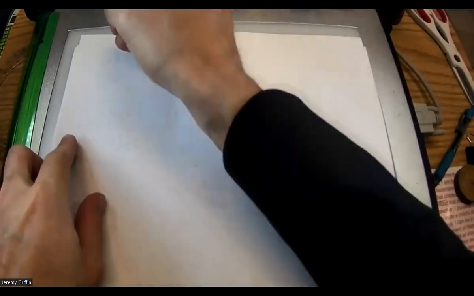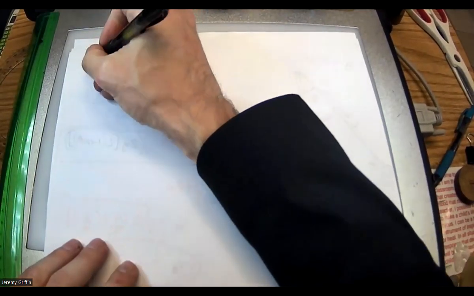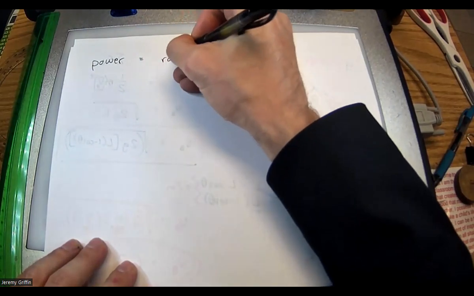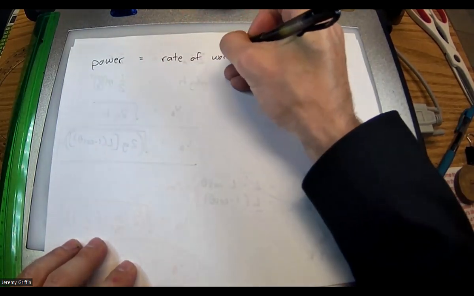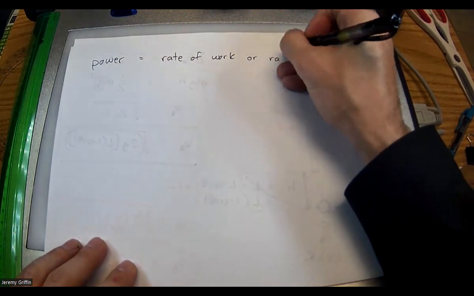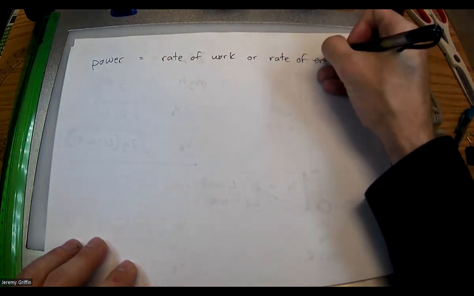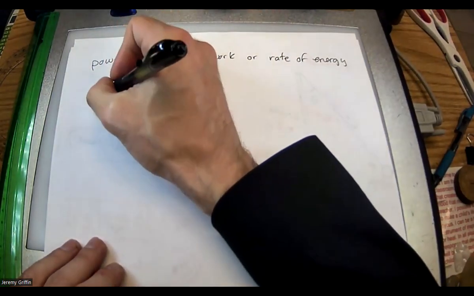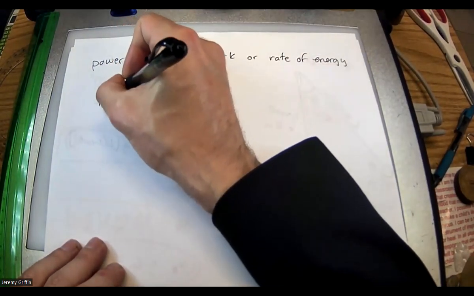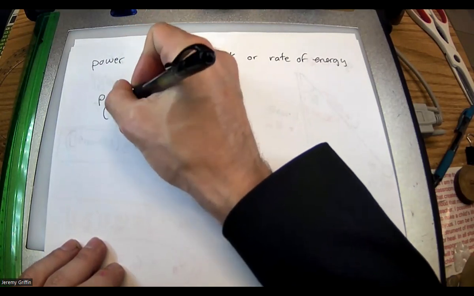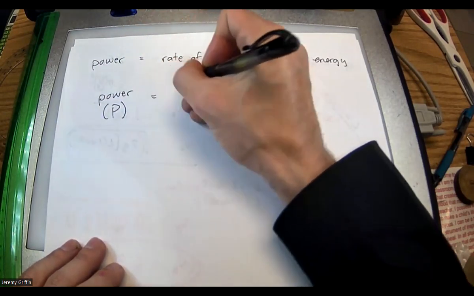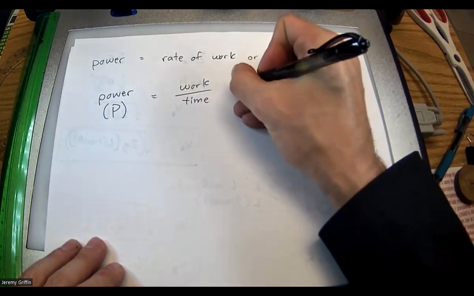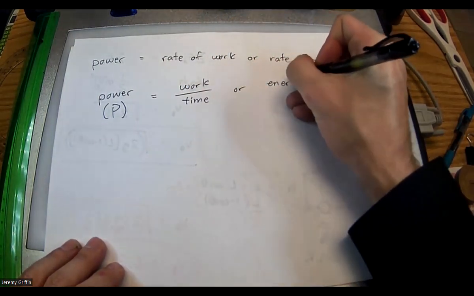Next concept I have to tell you guys about, which I couldn't get to in the notes yesterday, is power. Power is a rate of work, or you could say a rate of energy. To give it a more mathy looking setup, you could say power, and the symbol for that is going to be capital P, is equal to work per time, or energy per time.